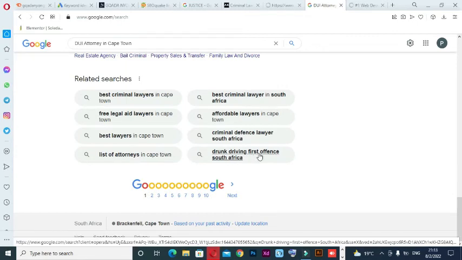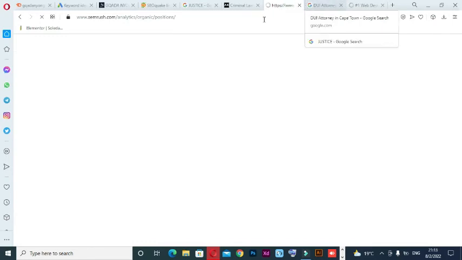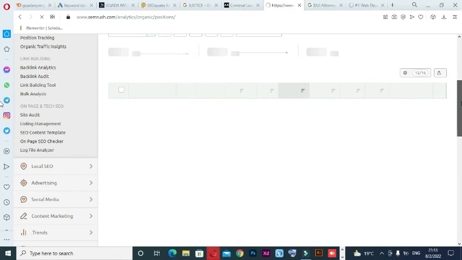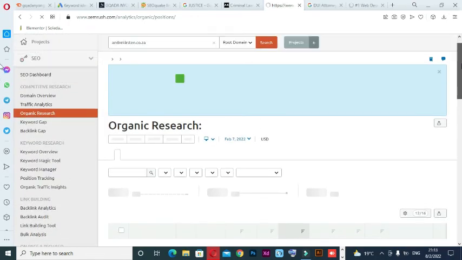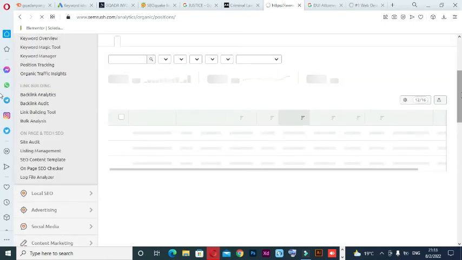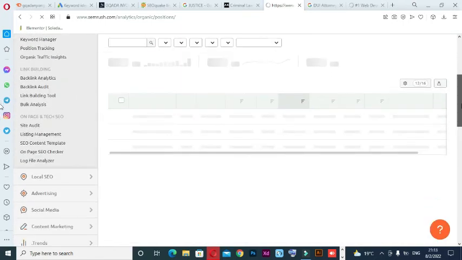So these are the words we expect on the website: best criminal lawyers in Cape Town, free legal aid, best lawyers in Cape Town, list of attorneys, drunk driving, first offense South Africa. So people need to solve all these things. So the best way to do good SEO is to try to answer all those questions.